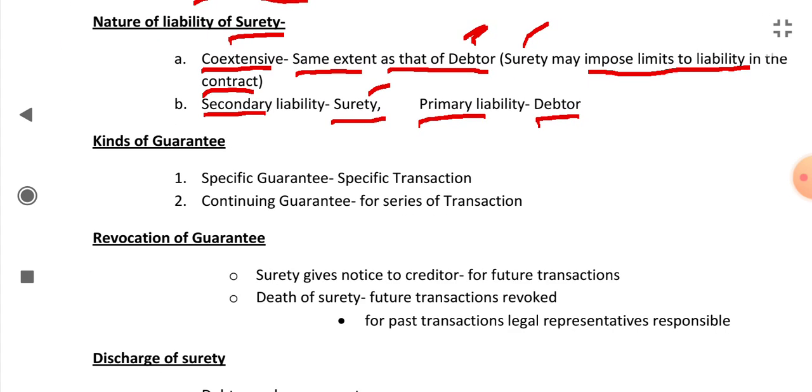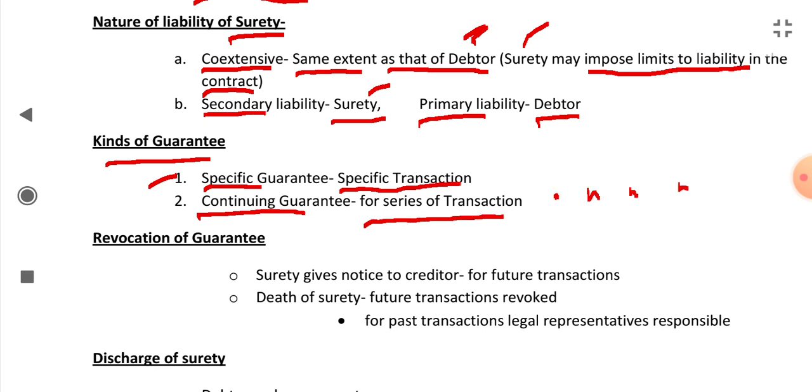Kinds of guarantee, or you may say kinds of liability. One is specific guarantee. A specific guarantee is for any specific or particular transaction. Second one is continuing guarantee. It is for a series of transactions, one after another. For all the transactions, the surety or guarantor will be liable.